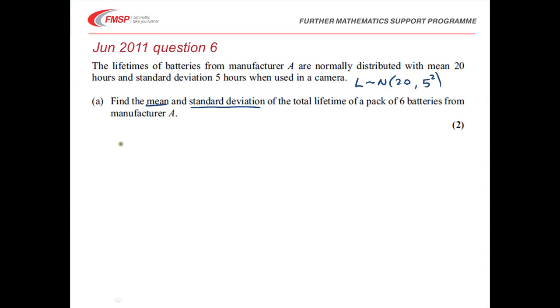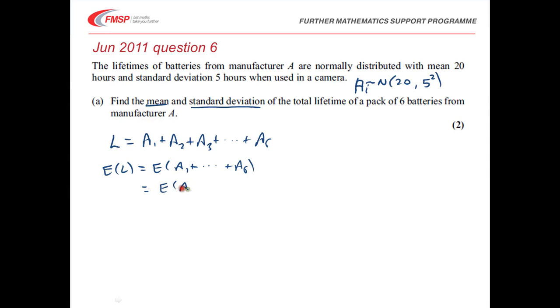So what you need to realize is that the total, let's call this A actually, and there are 6 of them, so let's call it Ai. So the total lifespan is going to be A1 plus A2 plus A3 up to A6. So just pad this one out a bit more. The expectation of L will be the expectation of all of these, which is the same as each expectation added individually. E(A1) up to E(A6), and each one of those is the same, so we've got 6 lots of 20. So my mean is 120.